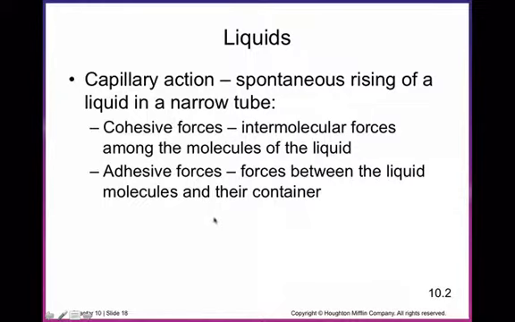The cohesive forces are what they're referring to as the intermolecular forces, and that's among the molecules in the liquid. So if you have a really high cohesive force within that liquid, that means they're really attracted to each other. The adhesive forces are the forces that we would observe between the liquid and their container. So cohesive is within itself, adhesive is between the liquid and the container.